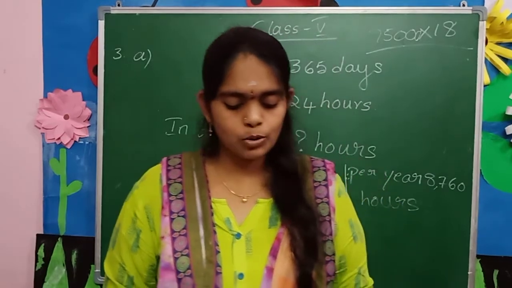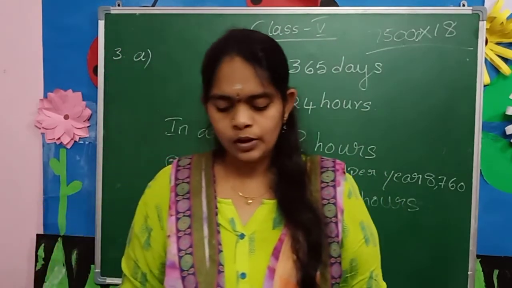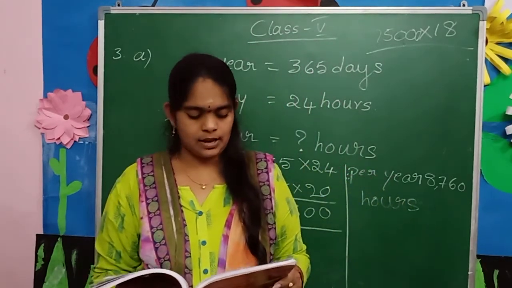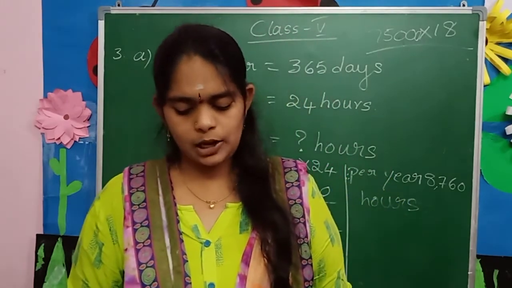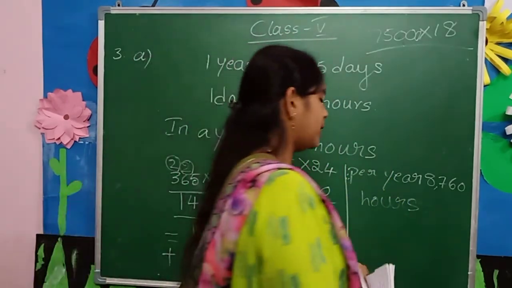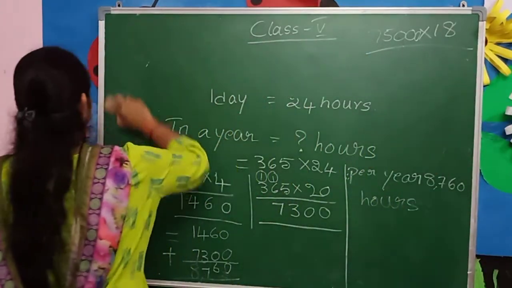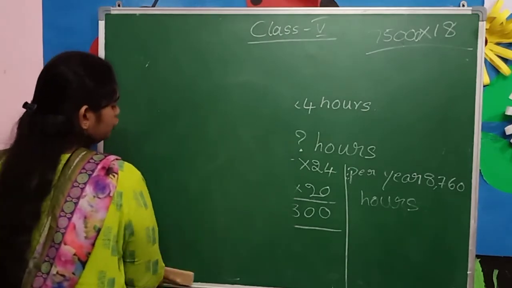An electronic goods shop owner sold 150 laptops at the rate of 34,560. How much money did the shop owner earn through the sale of the laptops? Let's do this one, the last sum. Right? Second one and third one you have to do on your own.